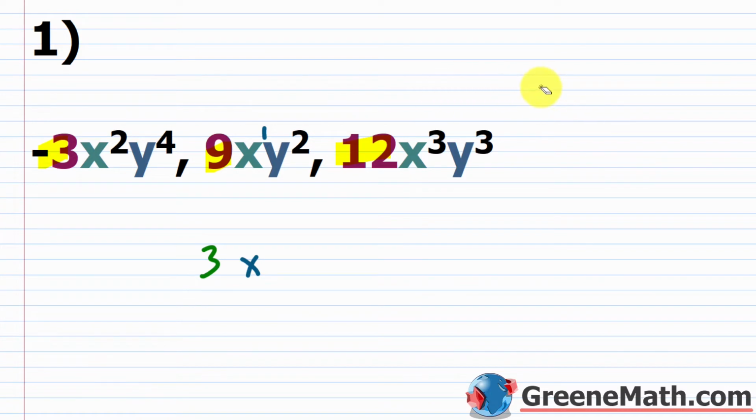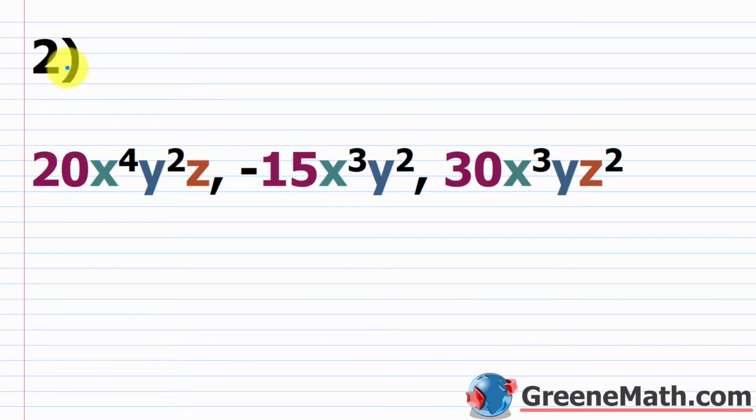Now, if you look at y, again, the first question is to ask, is it in every term? Yes, yes, yes. So list it. What's the smallest exponent? 4, 2, 3. So it's going to be a 2. So my GCF is going to be 3xy squared.